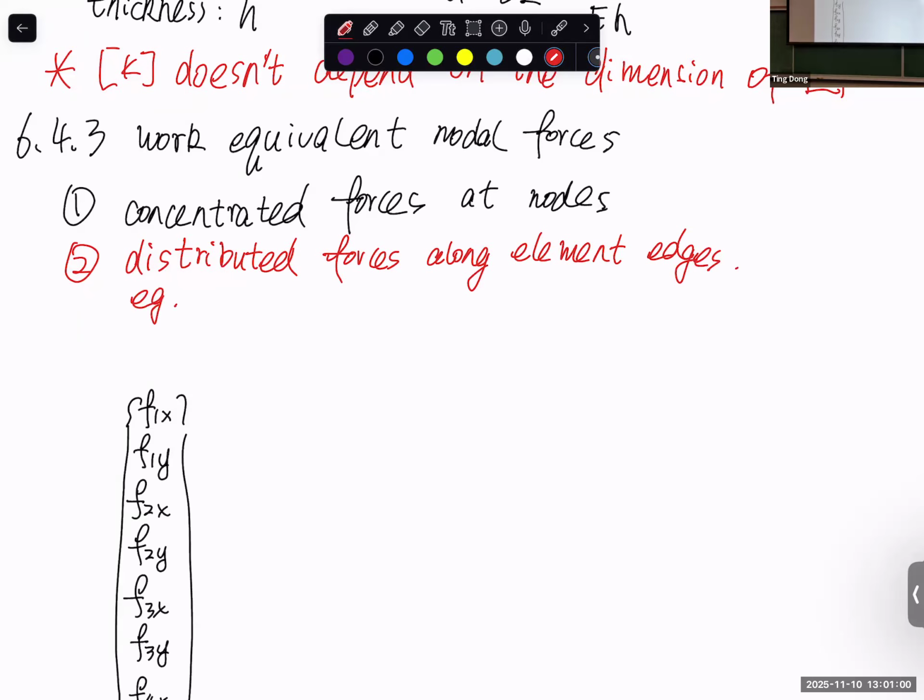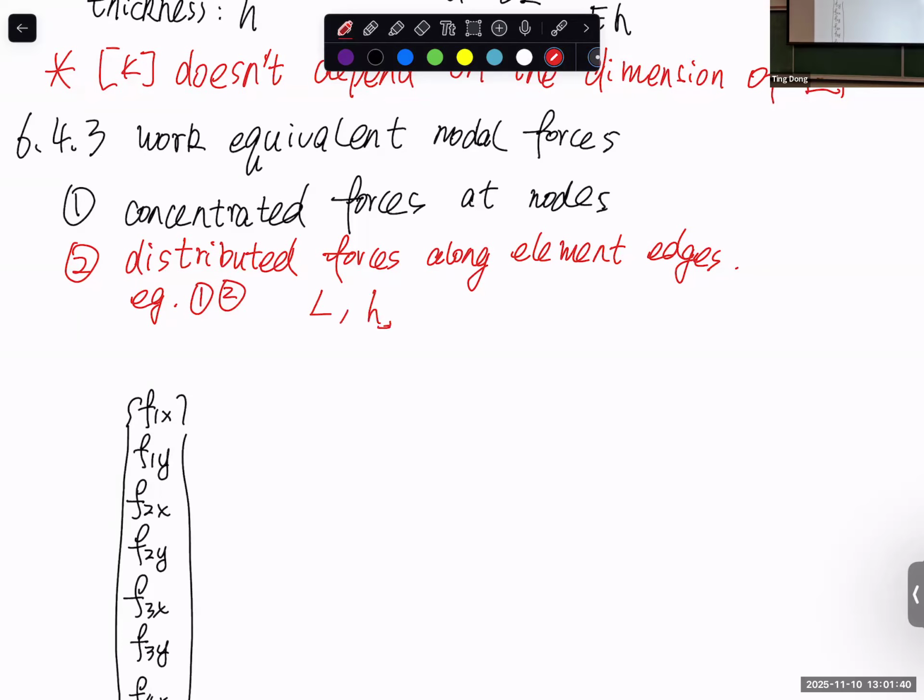And this edge can be either 1, 2, 2, 3, 3, 4, or 4, 1. But I just use edge 1, 2 as an example. So let's say this is a 4-node rectangular element, and the force is applied on this thin area. The edge length, from this point to this point, is L, and the thickness is h. So the area the force is applied on should be L times h. L is the edge length and h is the thickness.